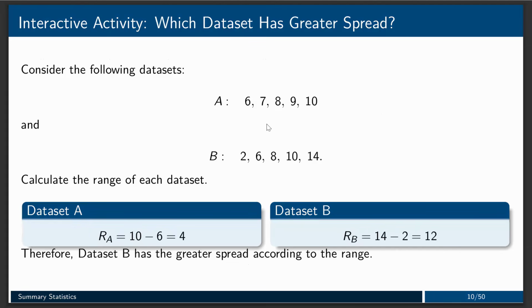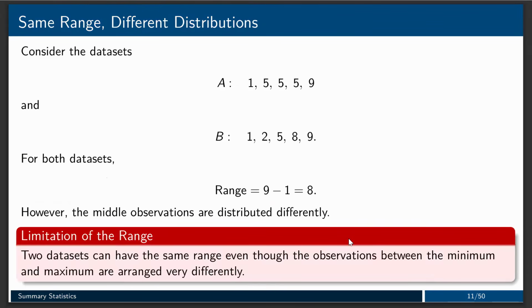Now consider the following data sets. We have data set A and data set B. Set A has a range of 10 minus 6 equals 4, and set B has a range of 14 minus 2 equals 12. Therefore, we say that data set B has the greater spread according to the range. Because data set B has a bigger number for the range, it has the greater spread.